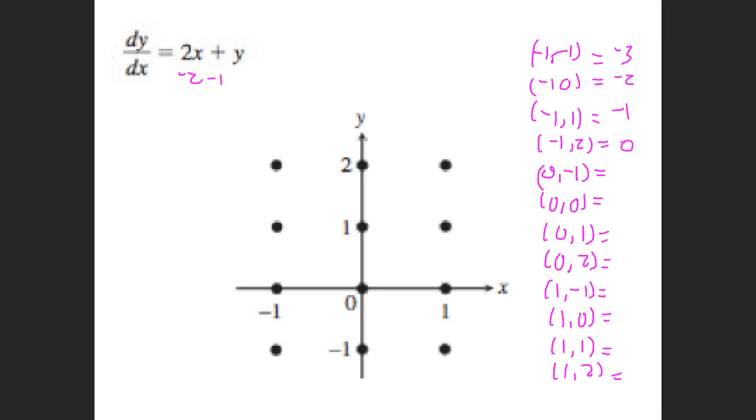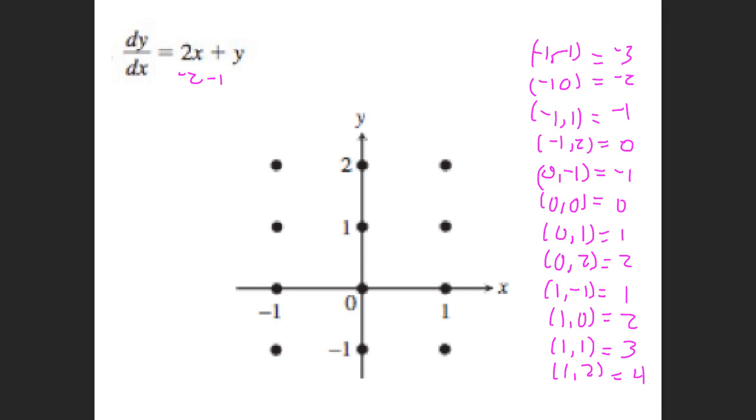And then I go to the zeros, 0, negative 1. So if I put 0 in for x, this is just going to be 0, right? So this is just going to be negative y, which gives negative 1, 0, 1, 2, because that value is going to go away. So now this one's going to be 2 minus 1, which is 1, 2 minus 0, which is 2, 2 plus 1, which is 3, 2 plus 2, which is 4. So now I have all of my slopes.